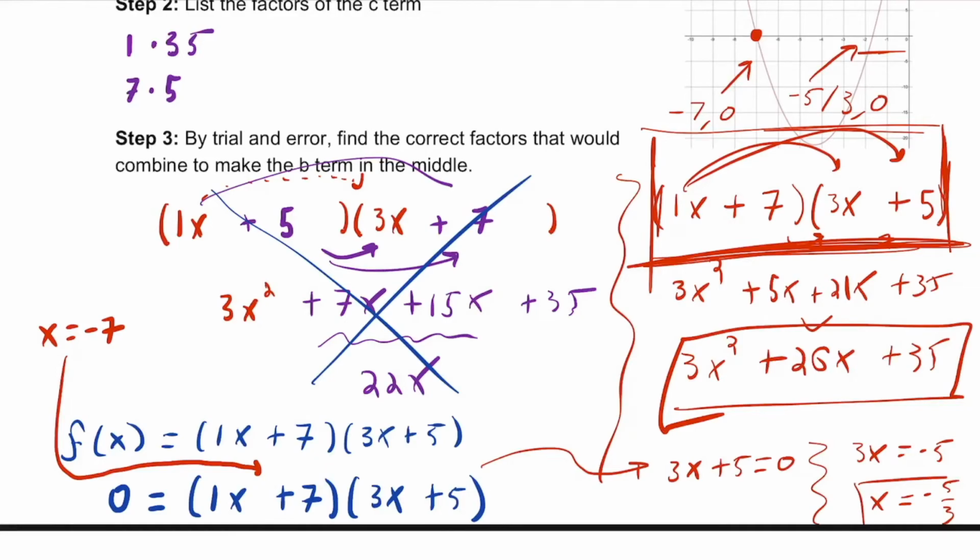Point of the story is it's a lot of trial and error. Trust me, you will get faster at this. You just need to run through all of the factors to find the correct one.